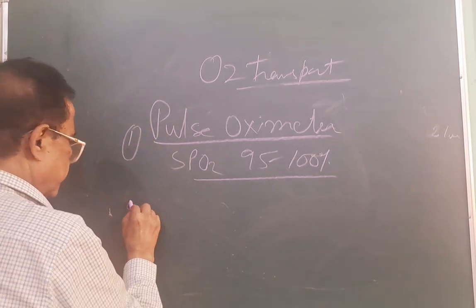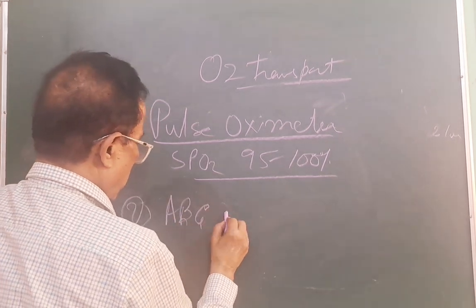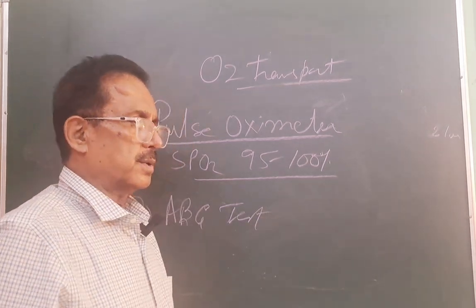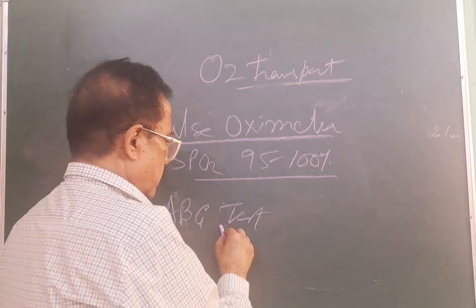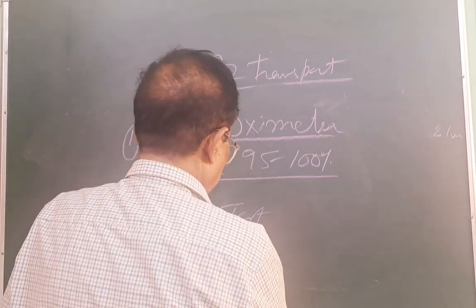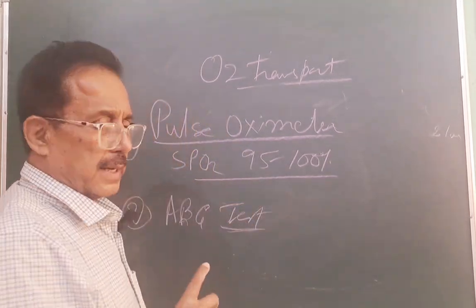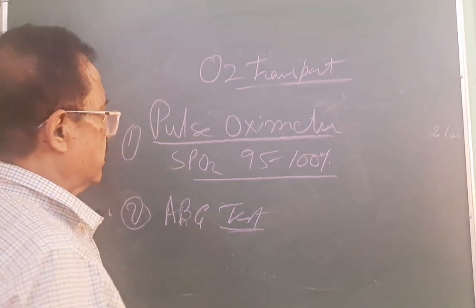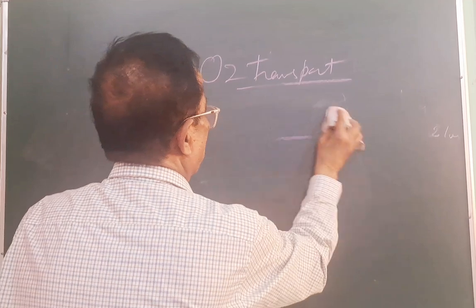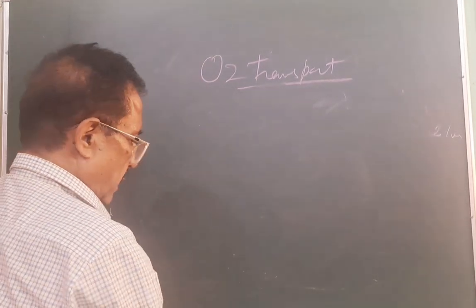Second is ABG, arterial blood gas test. An arterial blood test will show the exact amount in the arterial blood. It is somewhat complicated and needs sophisticated instruments. In this way, we can know our oxygen content. Very common is the pulse oximeter. We will learn about the pulse oximeter in another video.